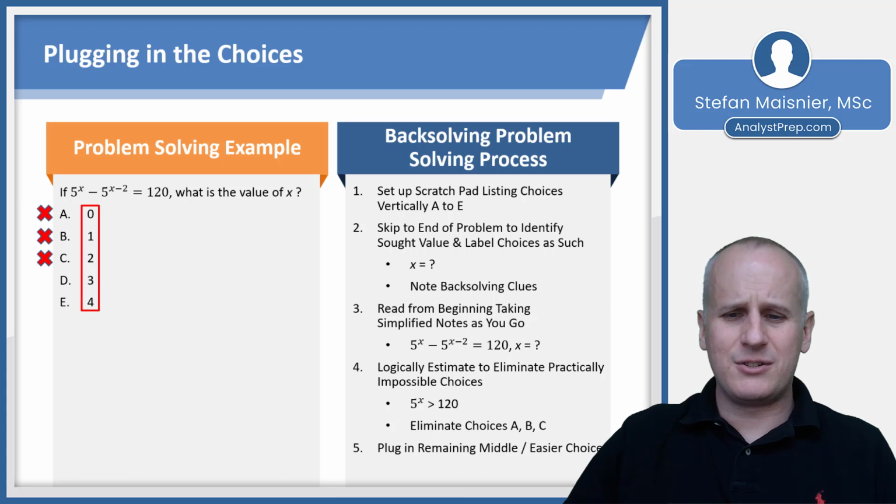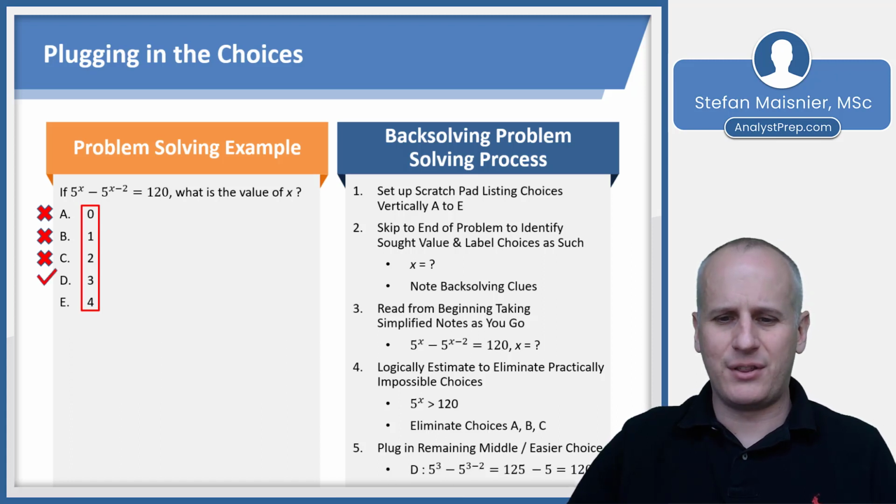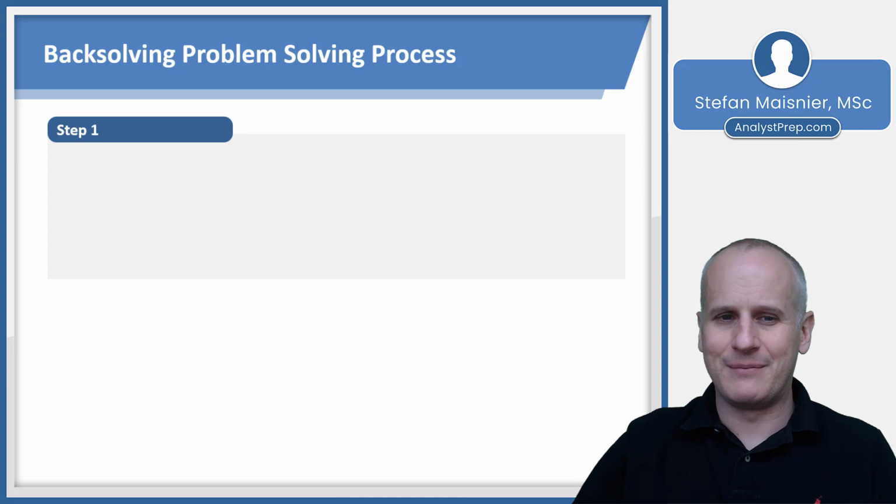Then we can just plug in the remaining middle or easier choice. And in this case, I'd probably go with 3. And when we do that, we get 5 to the third minus 5 to the 3 minus 2, which is 5 to the first. 5 to the third is 5 times 5, 25 times 5, 125. And you subtract that 5 and you get the 120, and there's our correct answer immediately.